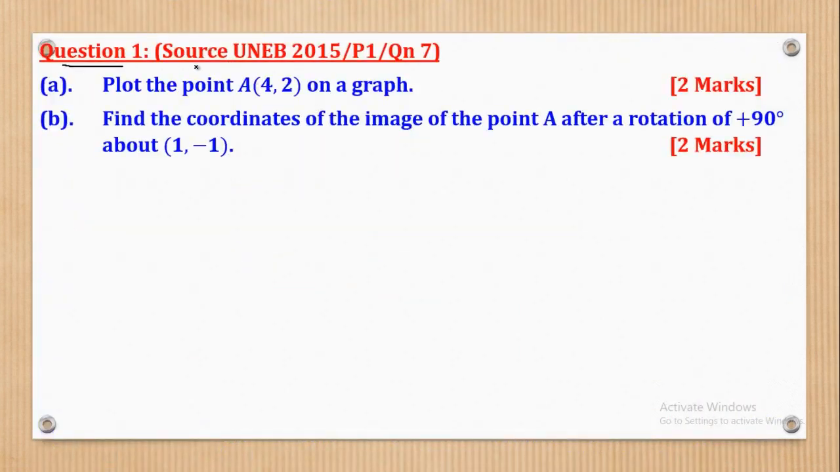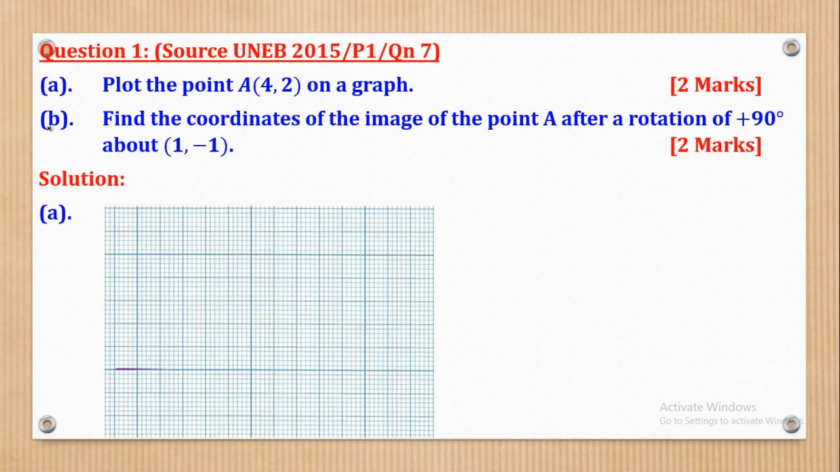Example 1 came from UNEB 2015 paper 1 question 7 and says, part A, plot the point A, which is (4,2), on the graph. So that means that we shall need a graph paper. Then draw the axes and label them. So this is the x-axis, and also draw the y-axis and label it as y-axis. The axes have to be labeled. Next is to get a scale for the x-axis and feed it in. Then similarly get a scale for the y-axis and also feed it in. Then from there we shall plot this point A, which is (4,2), which is here. So we shall put that point there, and that will be point A.